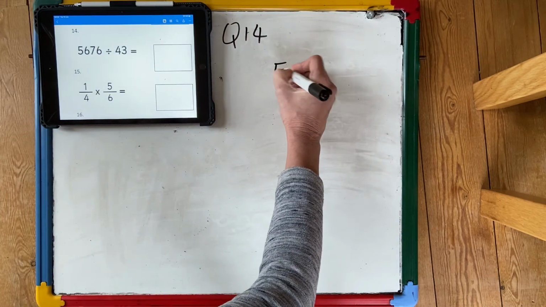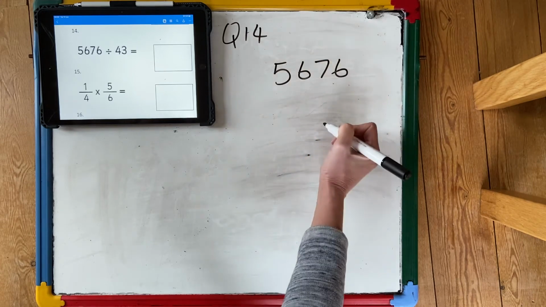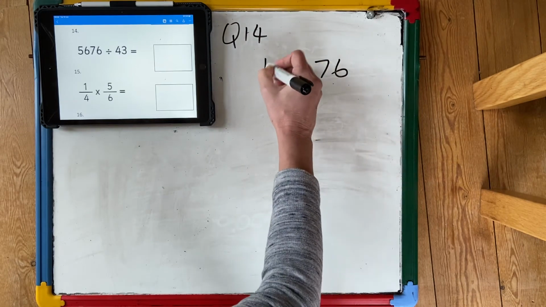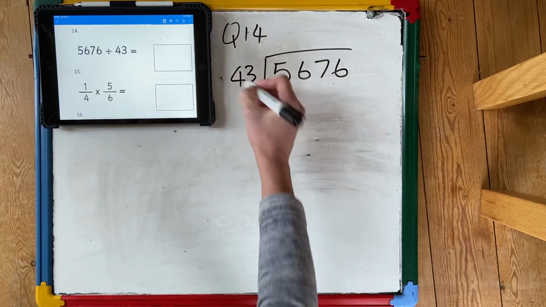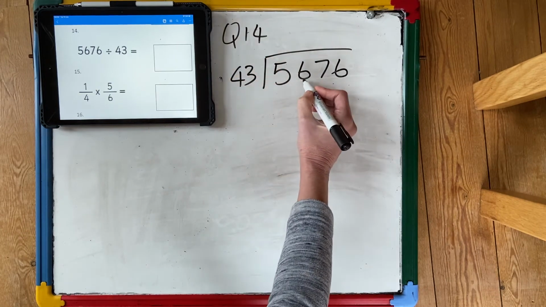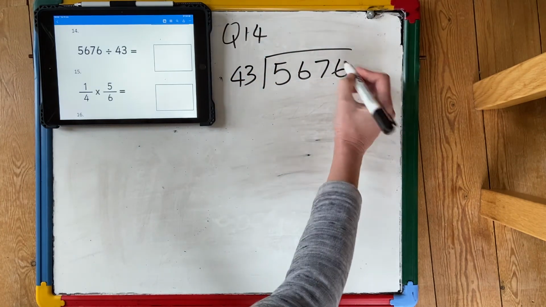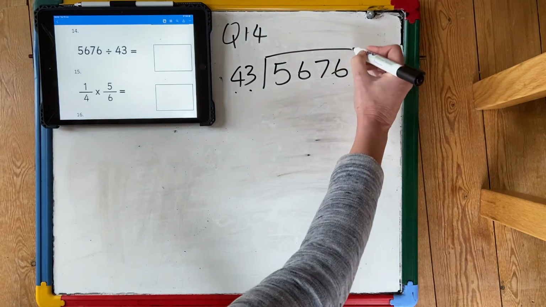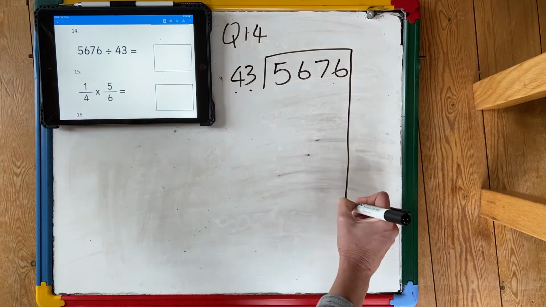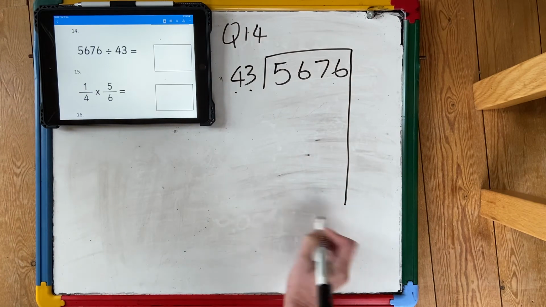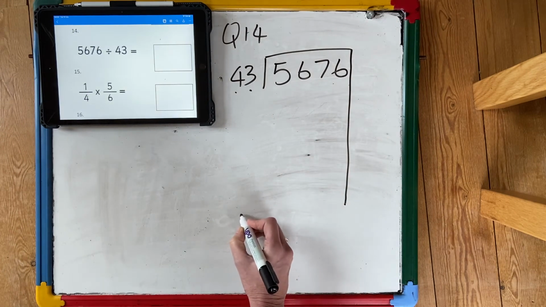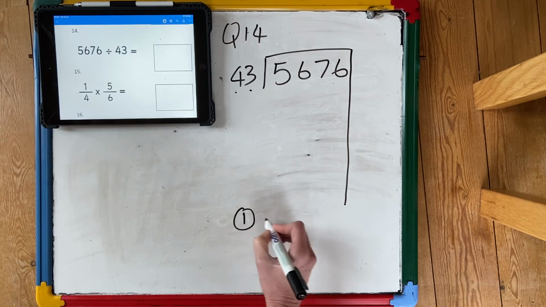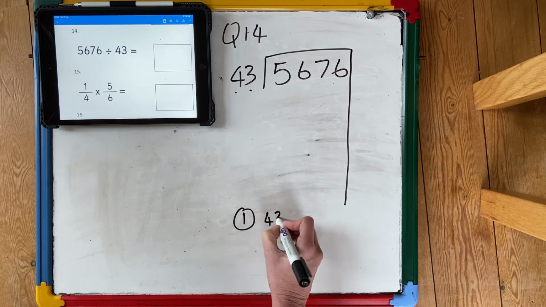So we've got 5,676 divided by 43. So it's asking you how many 43s are in 5,676. Because we are dividing by a 2-digit number, we need to do our long division and then write our starburst here. So what is 1 times 43? It is 43.